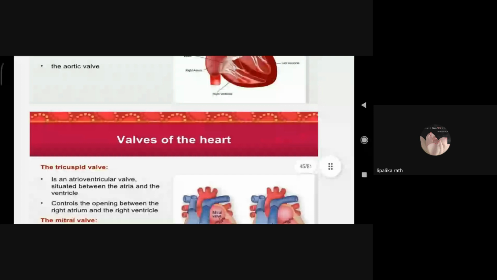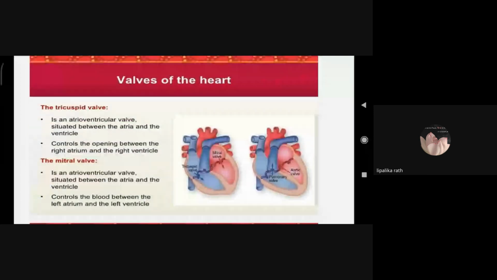Next, the tricuspid valve. The tricuspid valve is an atrioventricular valve situated between atria and ventricle. So this tricuspid valve is present in between right atrium and right ventricle. Okay, it controls the opening between right atrium and right ventricle. Next, mitral valve. Mitral valve we already discussed. That is the bicuspid valve. It is an atrioventricular valve. It is also present between left atrium and left ventricle. Controls blood flow between left atrium and left ventricle.